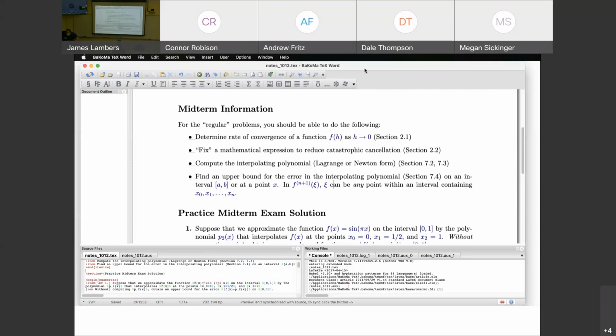I saw something in the chat. The question in the chat: will there be any Matlab functions on the test? No. Thank God. You can act as if Matlab is not a thing.